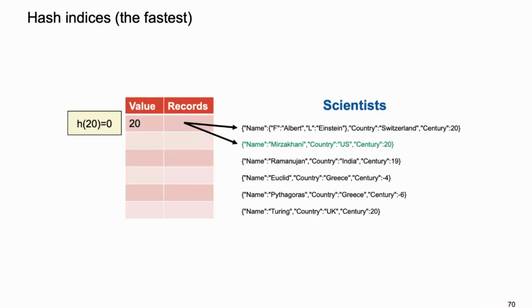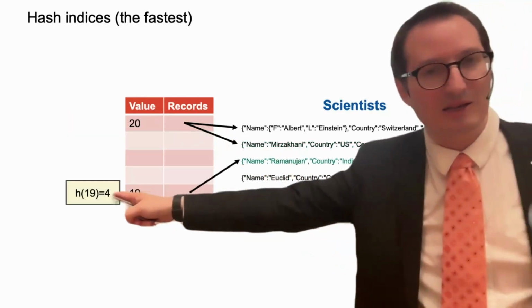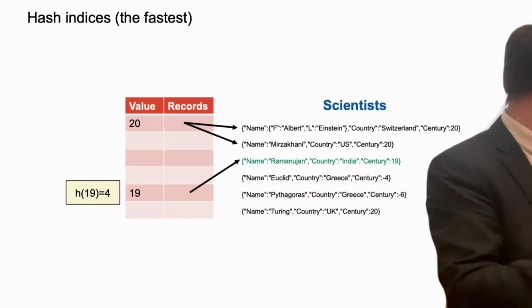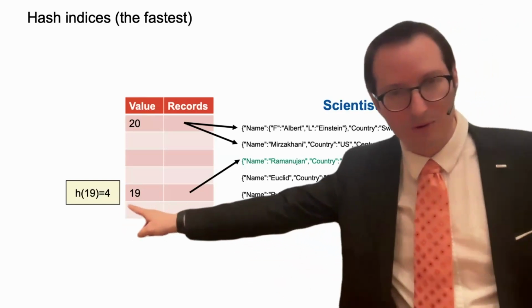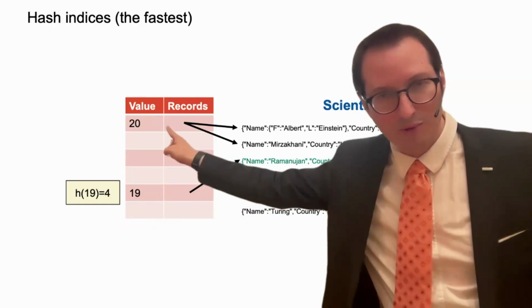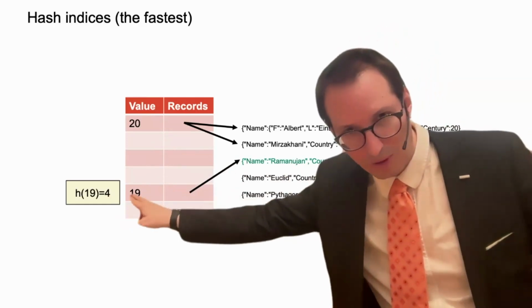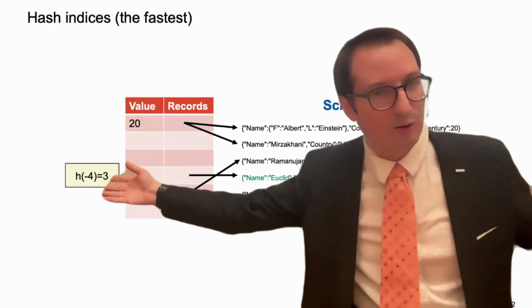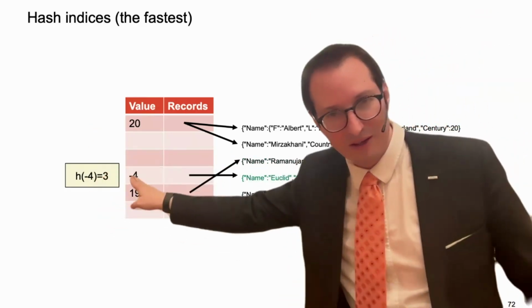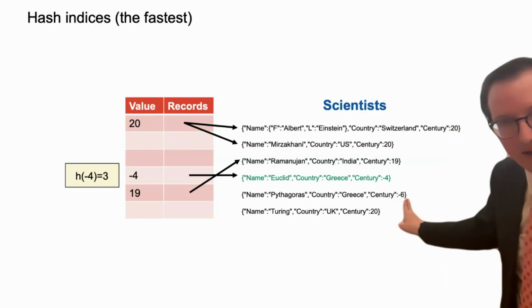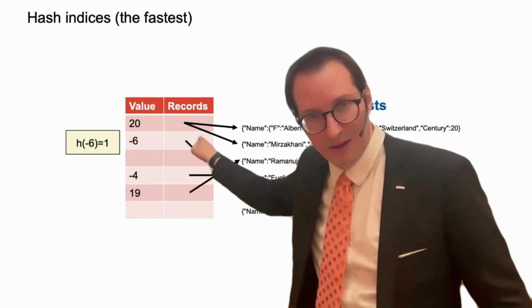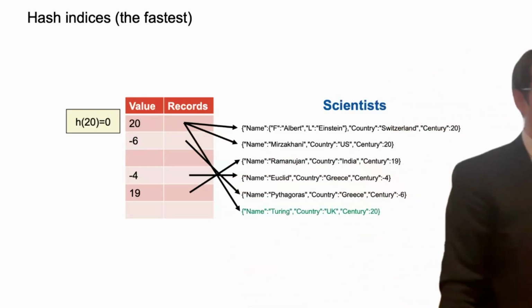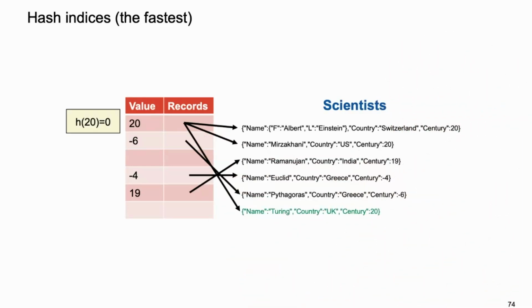I add a pointer. Then 19, so H tells me 4, right? It's unpredictable, right? It's deterministic, but it's spreading it all over the place. So here it's 4. So I'm putting 0, 1, 2, 3, 4, 19, pointing to the document. Then I have -4, spits out 3 for whatever reasons. Then 3 is there, you point to the document. Then we have -6, gives me 1, put it in there. And then you have 20, that's again here. Here we were lucky, we don't have any collisions.